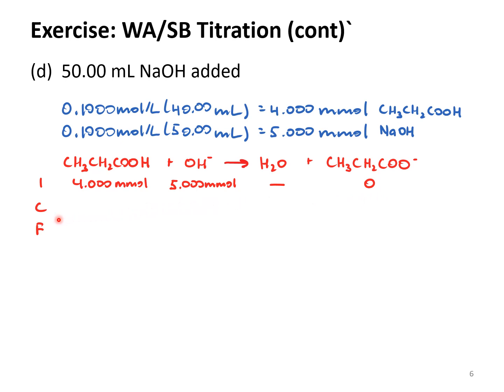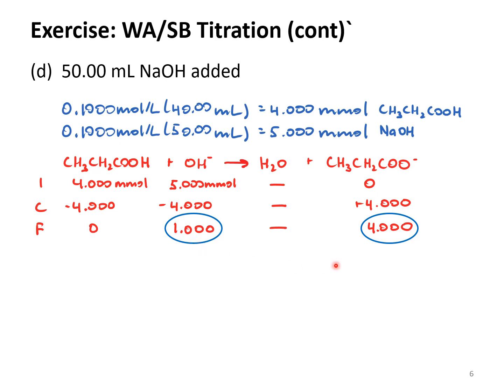To calculate the change in the number of millimoles, we should recognize that in this case, propanoic acid is the limiting reactant. And so we will lose all of the limiting reactant, and so the change will be -4 for the reactants and +4 for the product. And this is because from the balanced chemical reaction, we see that 1 mole of propanoic acid produces 1 mole of propanoate. To calculate the final number of millimoles, for each column, we simply add up the columns, which gives us 0 millimoles of propanoic acid, 1 millimole of hydroxide, and 4 millimoles of propanoate. Here we see that we have a mixture of a strong base and a weak base.